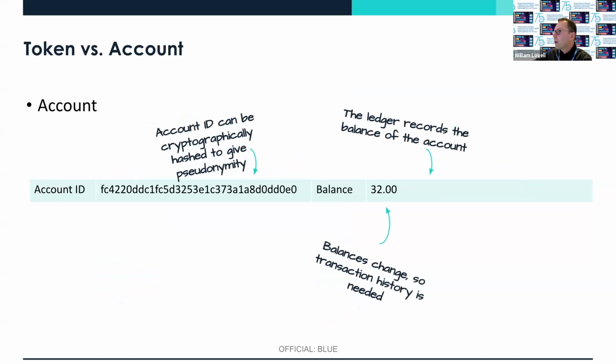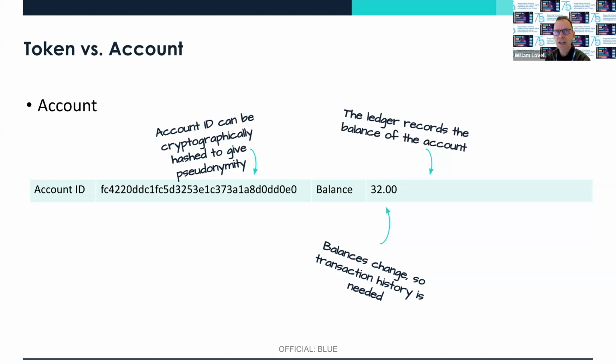Let's talk now about an account. An account ID can be cryptographically hashed to give it pseudonymity, and that's one of the things we were looking at in that privacy enhancing technologies paper. Actually, it doesn't necessarily need to have somebody's name in it, so even if someone gets access to that ledger data, they're not immediately going to know who has that balance, and then it holds a balance of assets rather than individual tokens of assets.